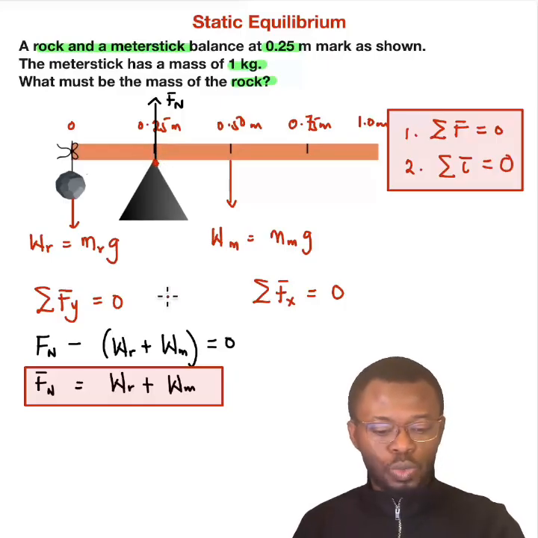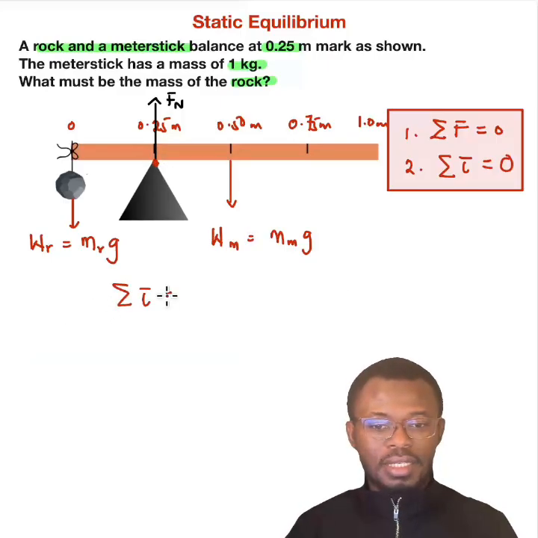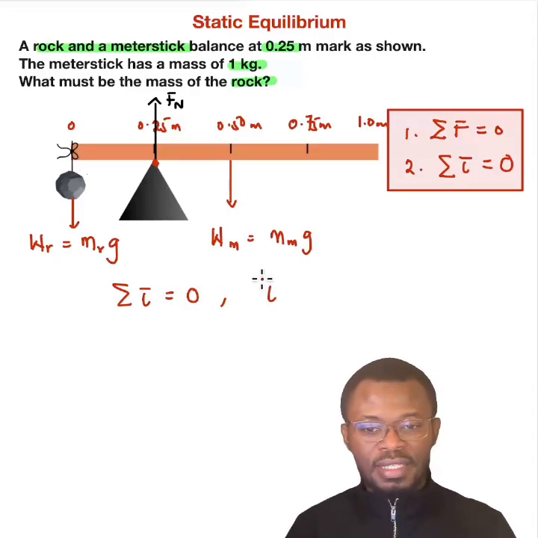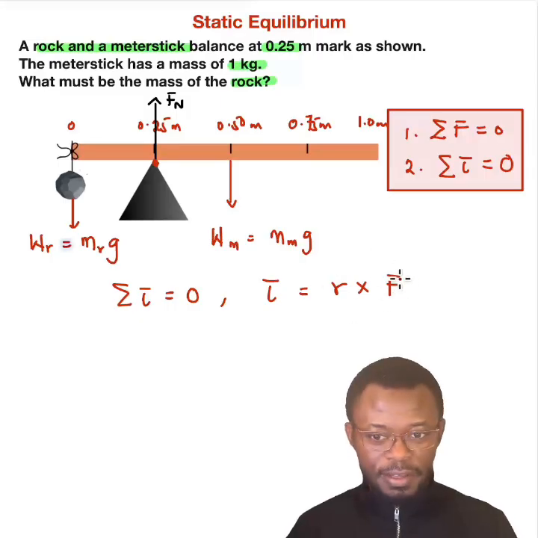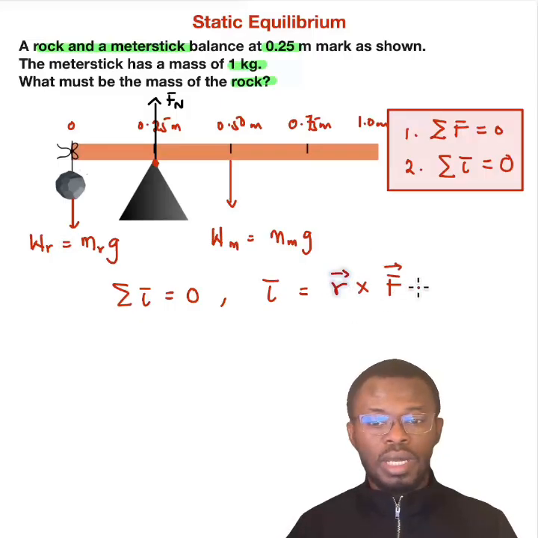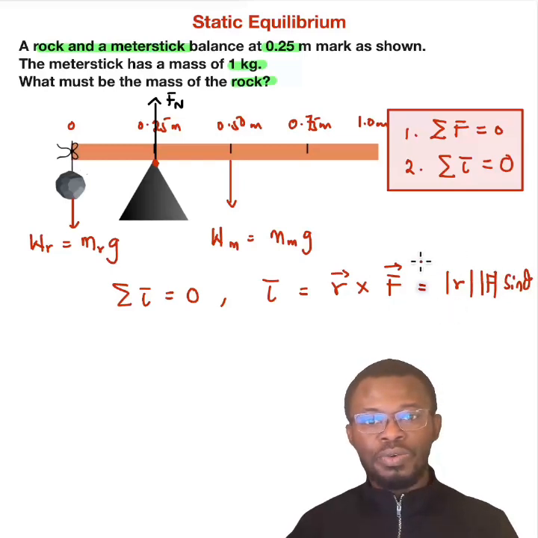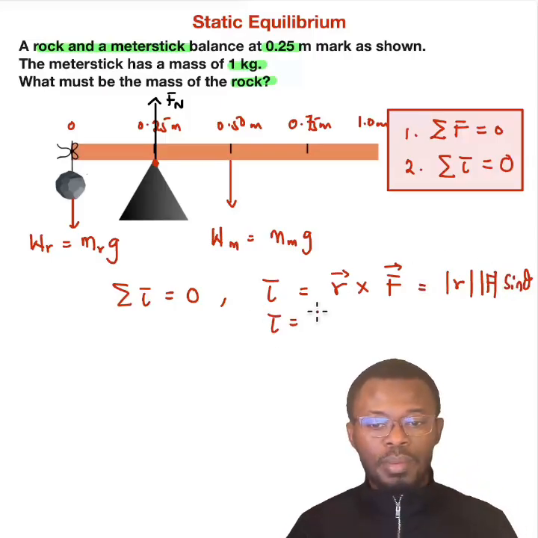And let's look at that as well, which says that the net torque acting on this meter stick has to be equal to 0. And what is torque? Torque is defined as tau equals the vector r cross the vector F. So you can see that it is a cross product of the force F and some vector r. We can express that as the magnitude of r times the magnitude of the force and then the sine of the angle between them. If the angle between them is 90 degrees, that is, they are perpendicular, sine of 90 is 1. So the torque becomes the magnitude of r times the magnitude of the force.